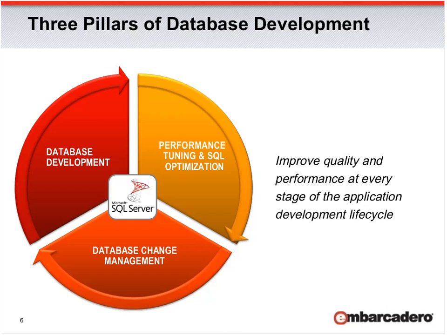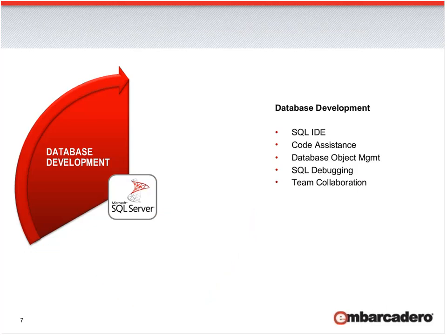We talk about the 3 pillars of database development. Pillar 1 is obviously database development, performance tuning and SQL optimization, and database change management. So the goal here is to improve quality and performance at every stage of the application development lifecycle. So we jump in here with database development.